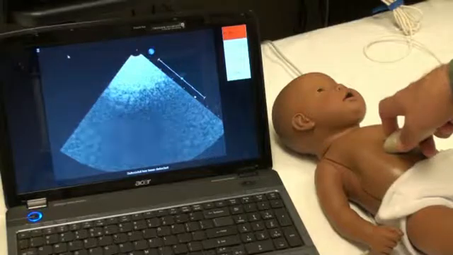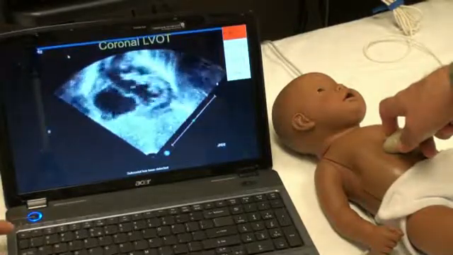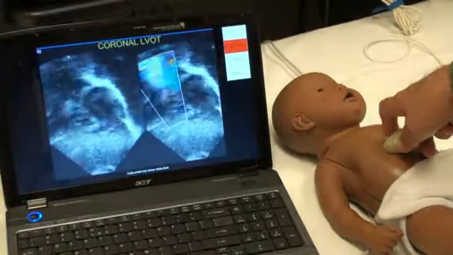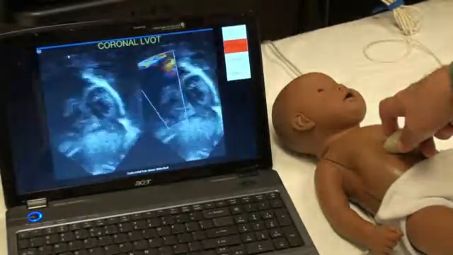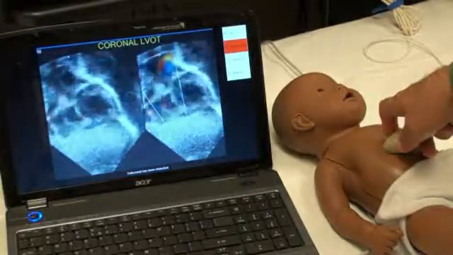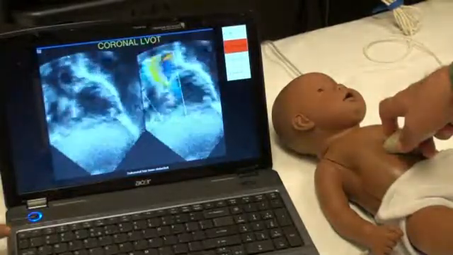We're tilting anterior to the LVOT and the aorta. It's a more anterior aspect from the coronal view, and color flow shows the pulmonary artery next to the aorta with the PDA.